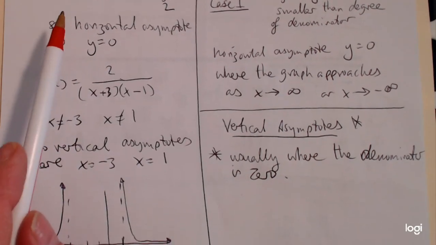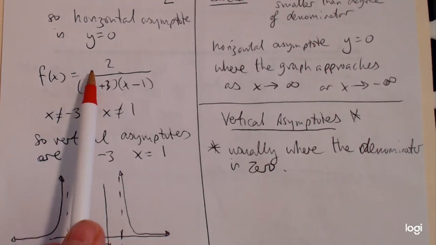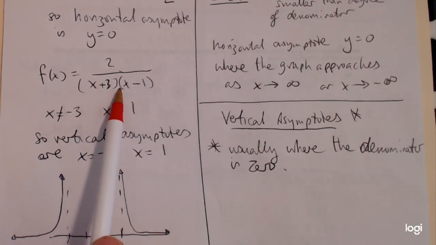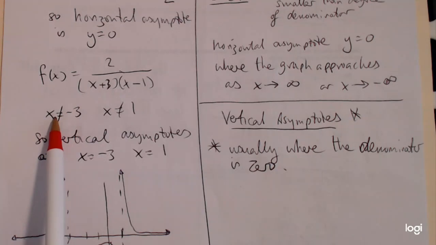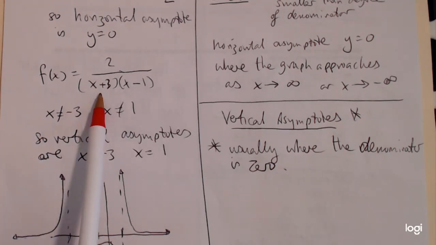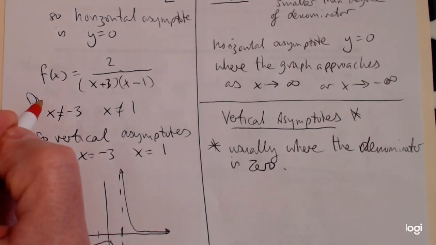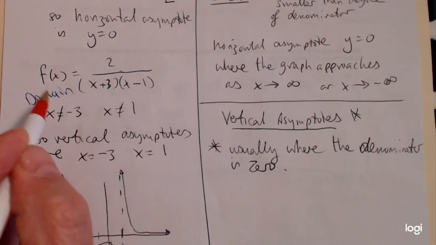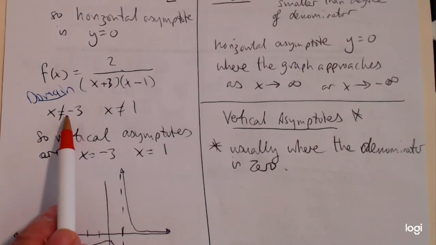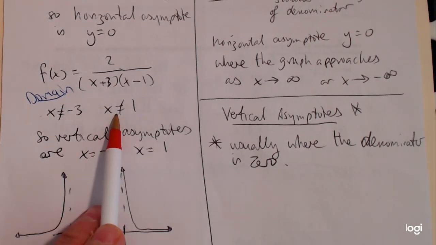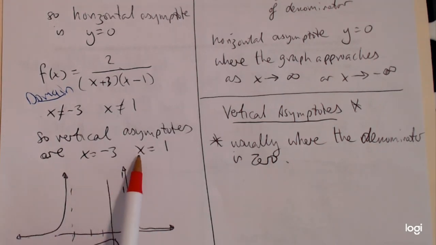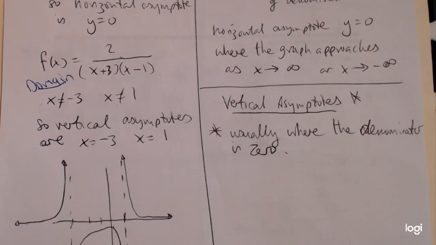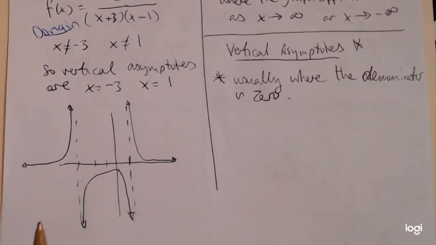So the first thing I'm going to do is factor my problem: 2 divided by x plus 3, x minus 1. So we know that we can't plug in negative 3 because you can't divide by 0. And so the domain is I can't plug in negative 3 and I can't plug in 1. So my vertical asymptotes are x equals negative 3 and x equals 1. Now I'm going to do a little graph.